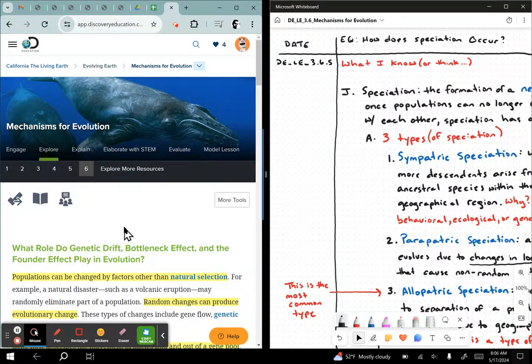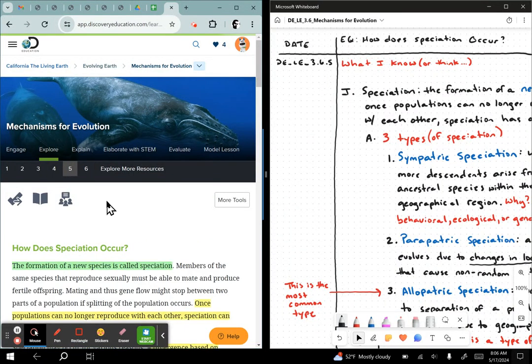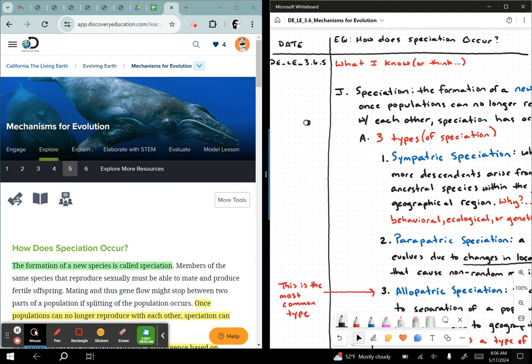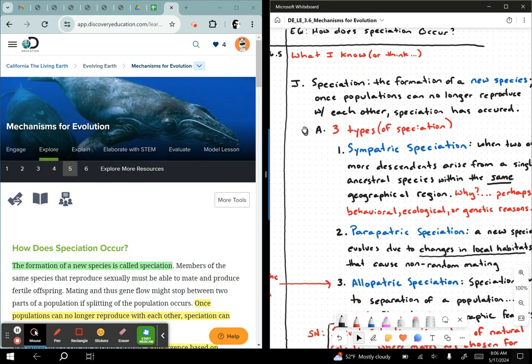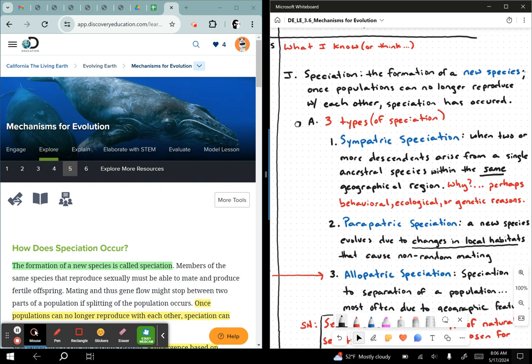Okay, explore number six. What role do, sorry about that, change that. Explore number five. How does speciation occur? Go ahead and write that down and set up your Cornell notes. And pause your video. Tell me what you know. Tell me what you think.